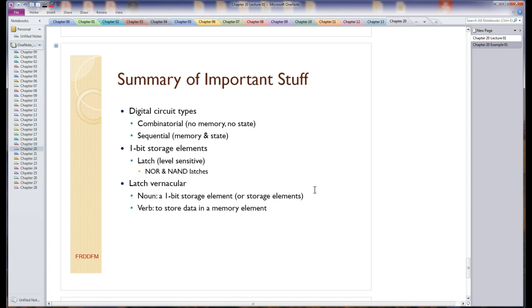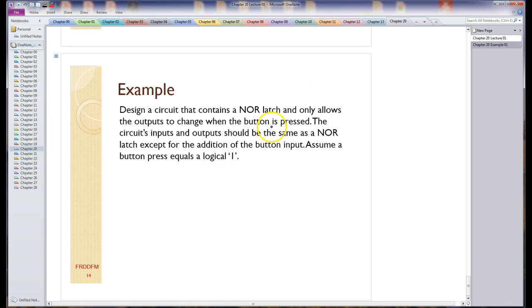The word latch is very important because it represents two things depending upon context. If you use latch as a noun, that is a storage element, particularly a 1-bit storage element. If I use it as a verb, as in to latch something, that means it's the act of storing data into memory. So this is very important. It's vernacular that we use all the time, and you'll absolutely have to get used to it.